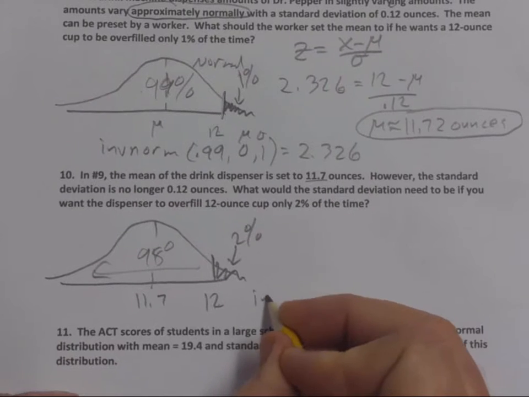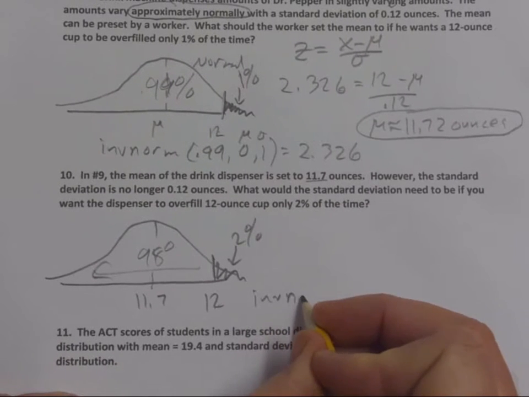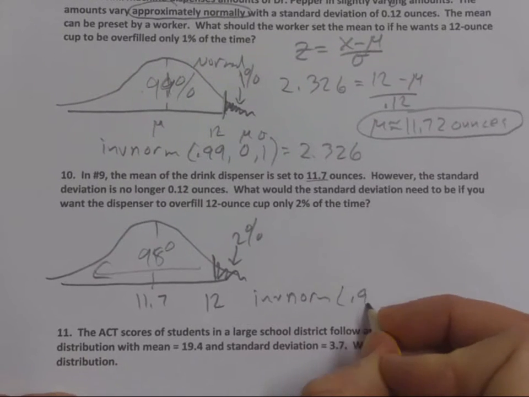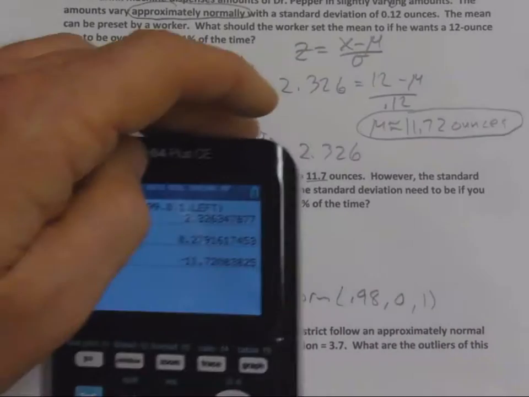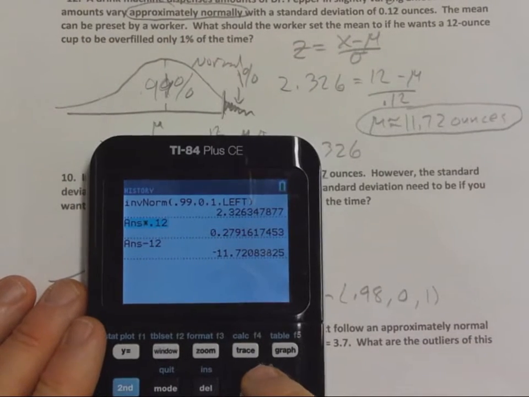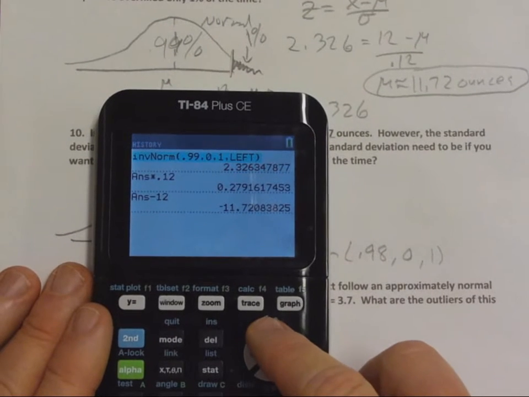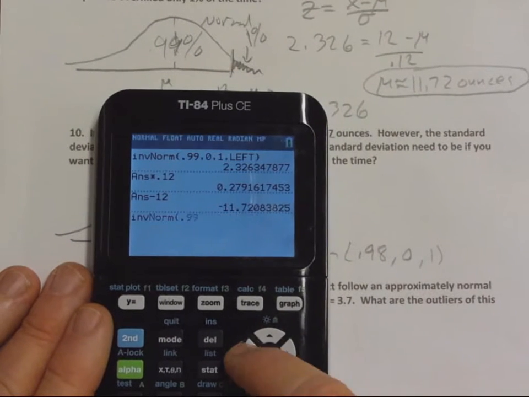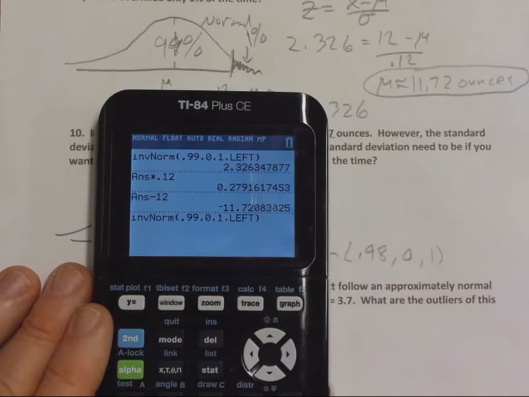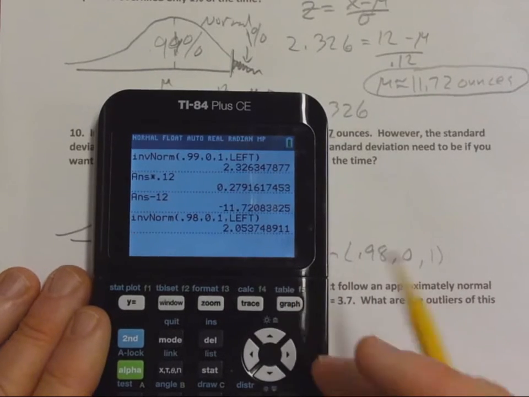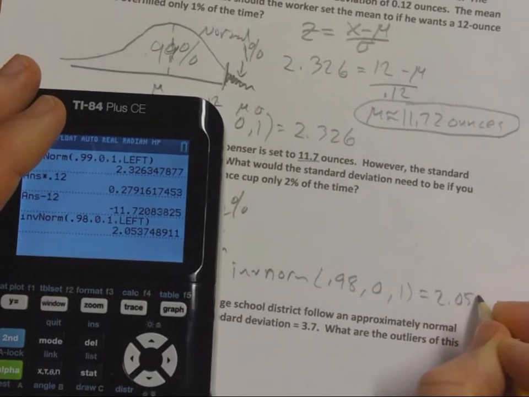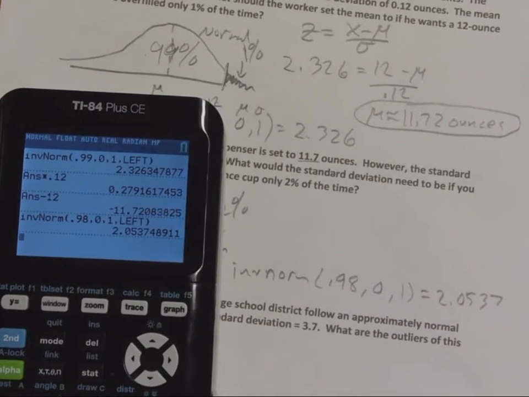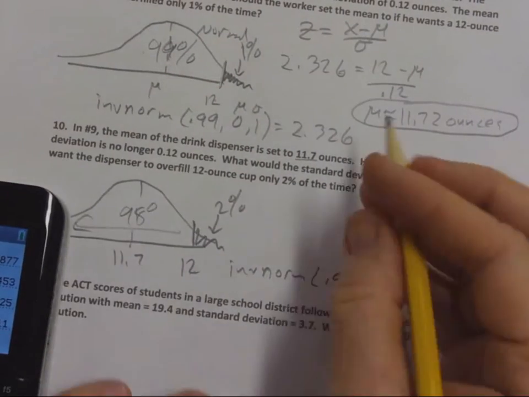So if we do inverse norm of 0.98, mean of 0, standard deviation of 1. So let me just enter that in here. I'll just arrow back up to that, hit enter on it, and then go change that to 0.98. And so the z-score is 2.05. So the z-score is equal to 2.0537. And now we can use the formula for z-score.